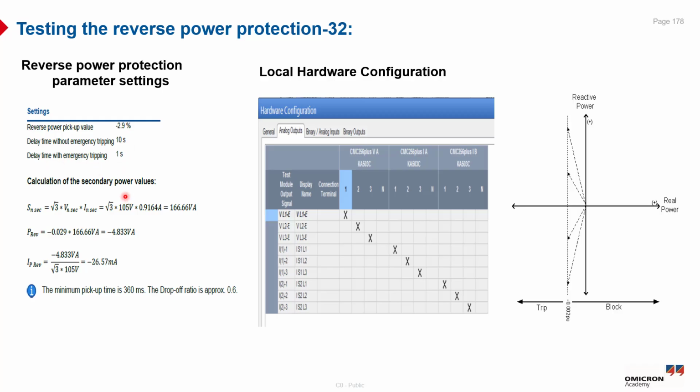So we can calculate the secondary power levels. As you can see, the S secondary value equals root mean square of 3 multiplied by V nominal and multiplied by I nominal. And you can calculate this V nominal of the generator.